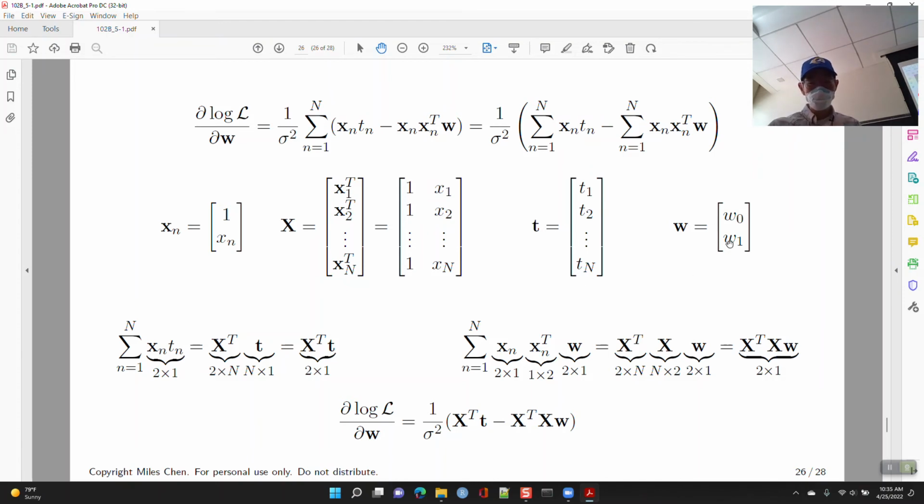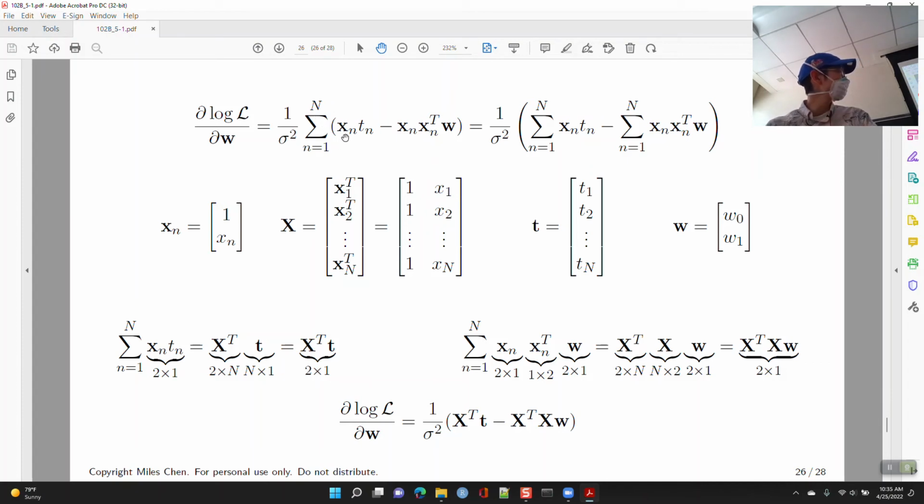Your W is your 2 by 1 matrix of weights. And again, W can be generalized to have more values, and X can also be generalized to have more values as well. But this is what we have. And so if we take a look at this, here I've got 1 over sigma squared, and I've got the sum of this and the sum of this.